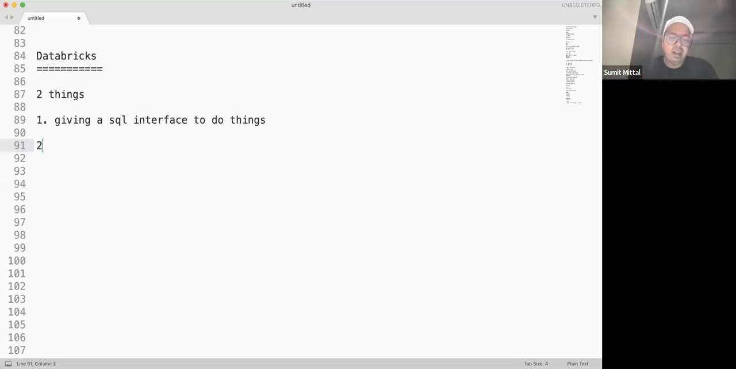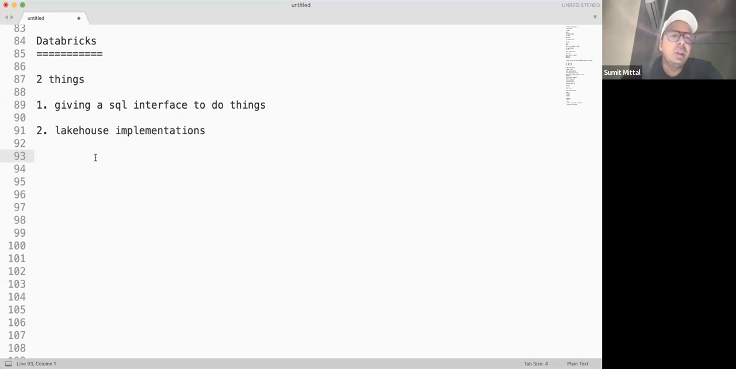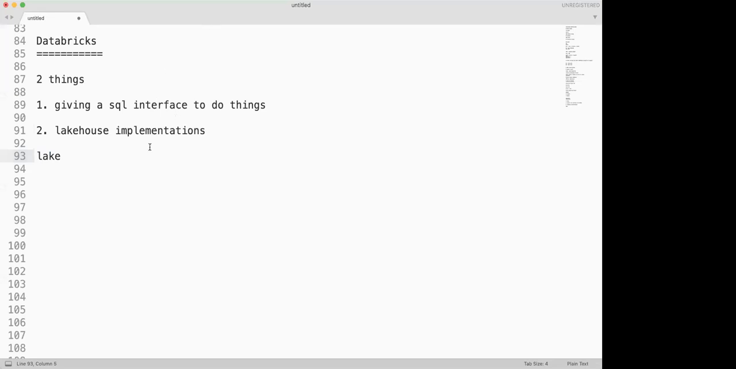The second trend is around Lakehouse implementations. If you see Lakehouse, this is a trend right now, built of two things: a data lake and a data warehouse.